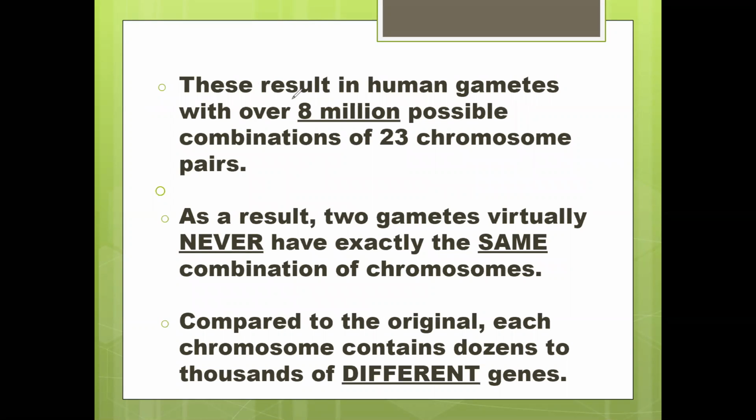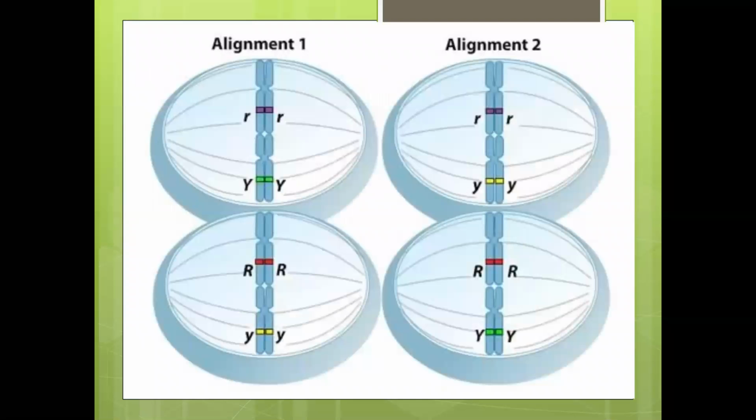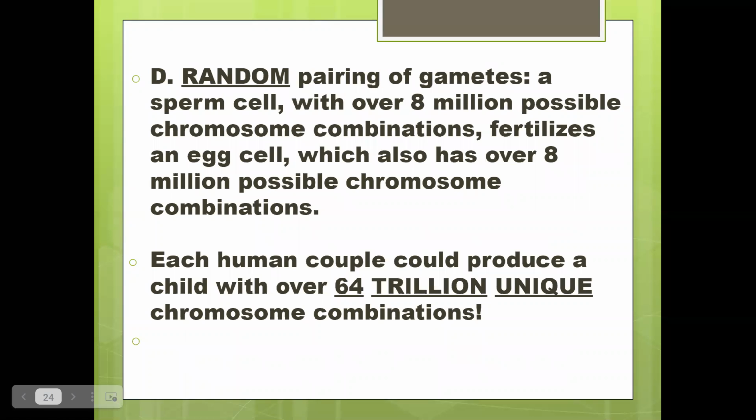The important part about that is that for human gametes, per parent, there's over 8 million possible combinations of those 23 chromosome pairs. But then if you consider the fact that there's not one parent involved, there's two, then you really have to consider that there's 64 trillion unique combinations in a particular zygote, because there's the 8 million combinations possible from the maternal parent, and there's the 8 million possible combinations from the paternal parent. If you multiply that together, that's over 64 trillion unique possibilities per kid.